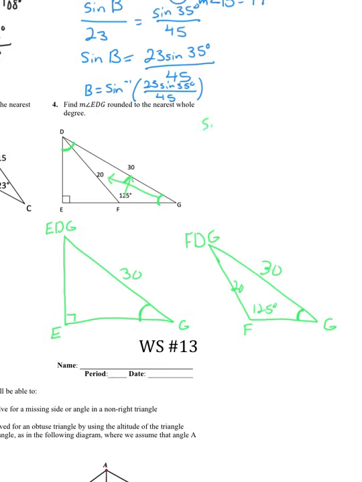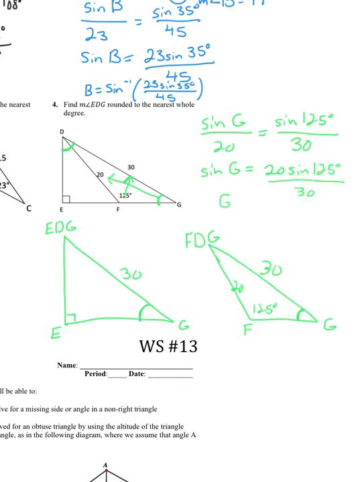So I set up my trig function here. I'm going to say sine of G over 20 equals sine of 125 degrees over 30. Multiply both sides by 20, so we have 20 times sine of 125 degrees over 30. And then take the inverse sine of both sides, and we're going to get our angle G measure.